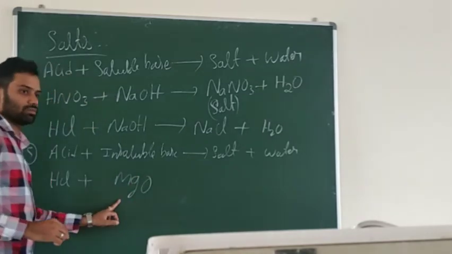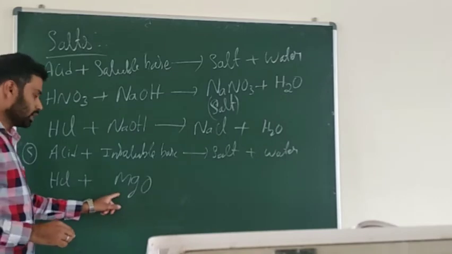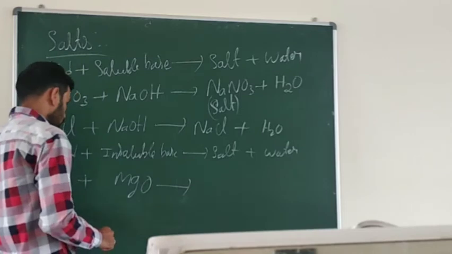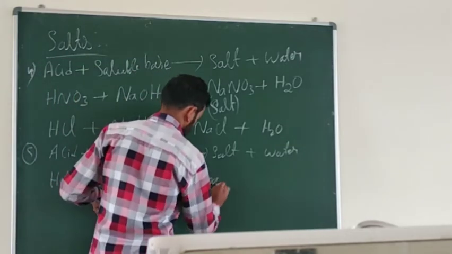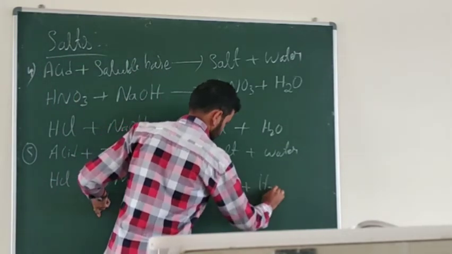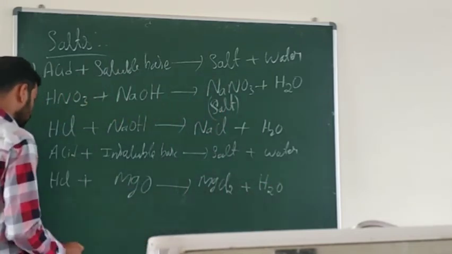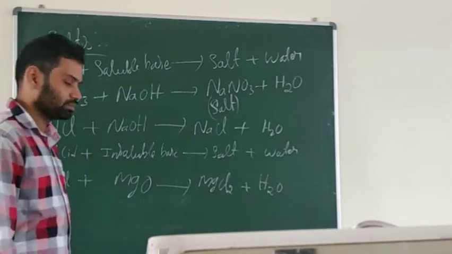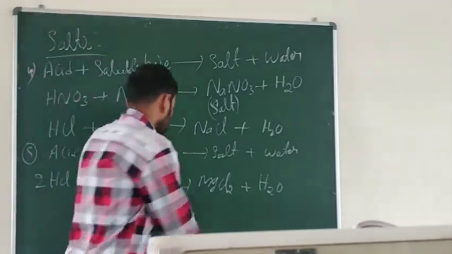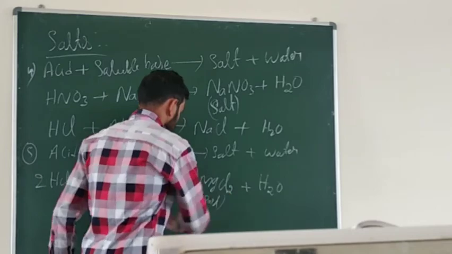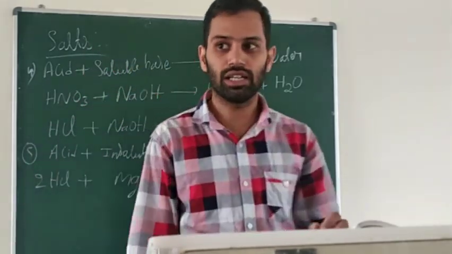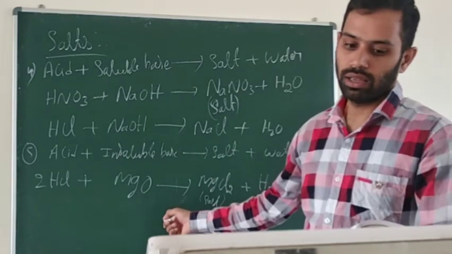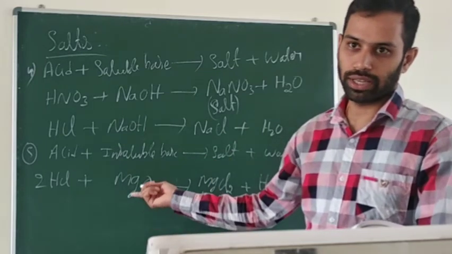For example, hydrochloric acid reacts with the magnesium oxide. So this is the base. This is magnesium oxide. That is the base. It is an insoluble base. So when it reacts, it will form magnesium chloride, MgCl2 plus water. So we need to balance the equation. So the equation is balanced. Okay. So this is the salt. Magnesium chloride is a salt. Is it? So preparation of salt when acid reacts with the insoluble base. Clear?